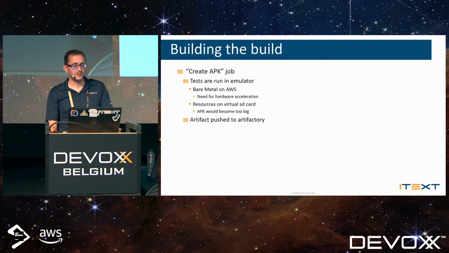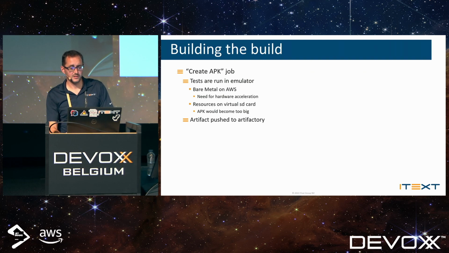If you were looking at building the build, that's a simple Jenkins job that we have. So it's create APK. I mean, why be creative about it? The tests are run in the emulator, and then the artifact is pushed to Artifactory. So if you now go to our Artifactory, which is repo.itextpdf.com, you can find the Android build there.